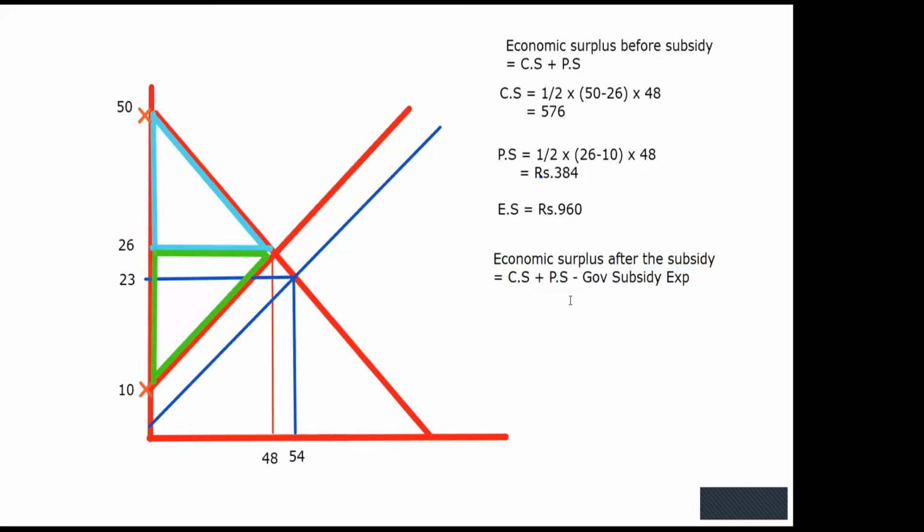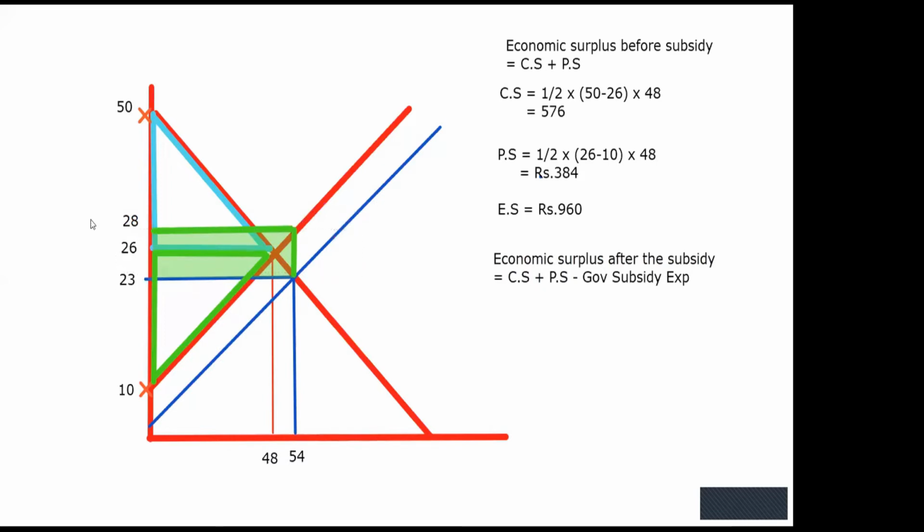So when finding economic surplus after the subsidy, it's the consumer surplus after the subsidy plus producer surplus after the subsidy, minus government subsidy expenditure. So how do we find this? First, to find the government subsidy expenditure, you draw a line upwards from your new equilibrium and you connect. That box that you get is the government subsidy expenditure. The government is imposing a 5 rupees subsidy. So if this is 23, the upper boundary of this has to be 28.